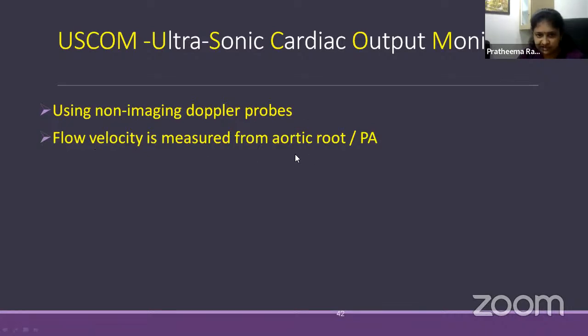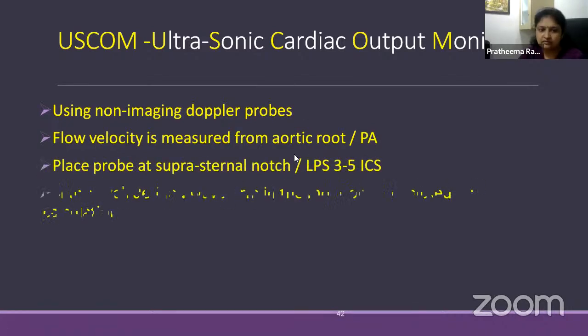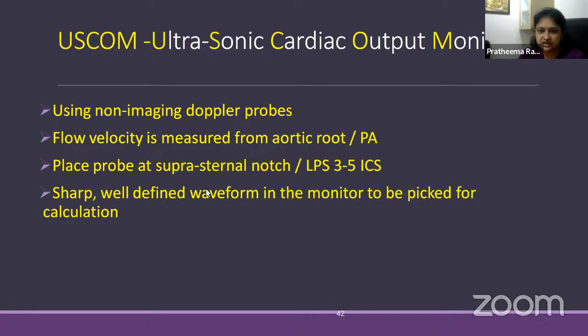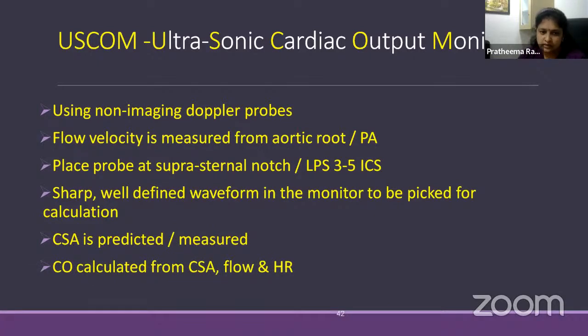The flow velocity is measured from the aortic root, and we have to keep the probe in the suprasternal notch. There will be a sharp, well-defined waveform on the monitor, and that is the cross-sectional values predicted or measured by the transducer. The cardiac output is calculated along with the cross-sectional area, flow, and the heart rate. So that is how it gives us a value.